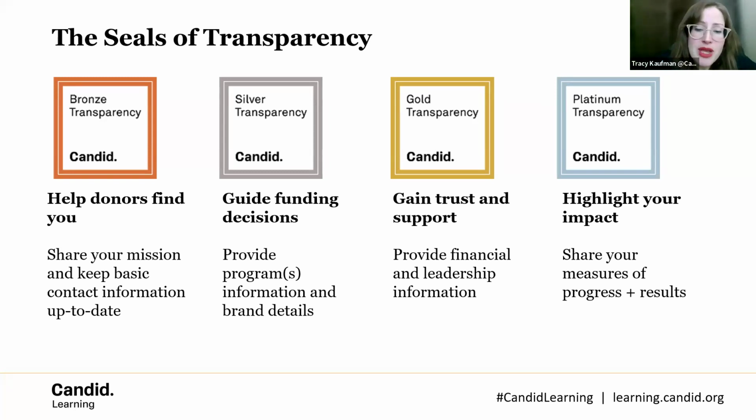If you add even more information, stuff about your finances, your leadership, demographics, things like that, that is going to give you a gold seal of transparency. That will take a little more time to do, but the gold seal of transparency is really giving funders and donors a lot of information to work with. And the platinum seal of transparency is the top level. That's focused on impact. If you want to share some metrics and demonstrate the impact that your programs have been having, that's going to give you a platinum seal of transparency.